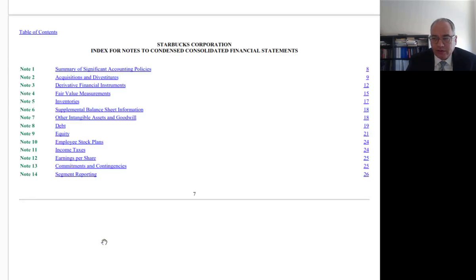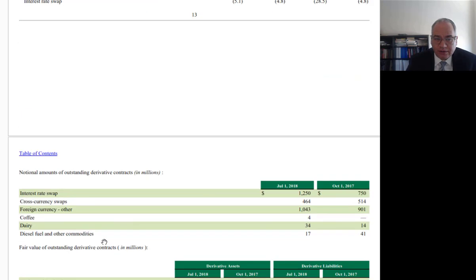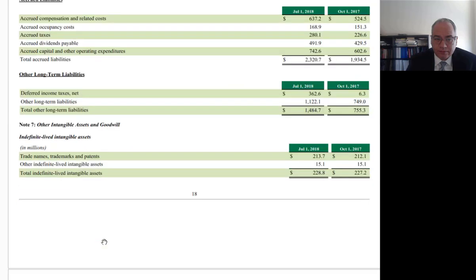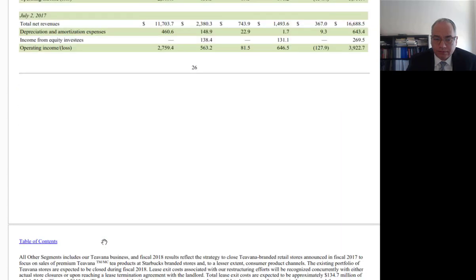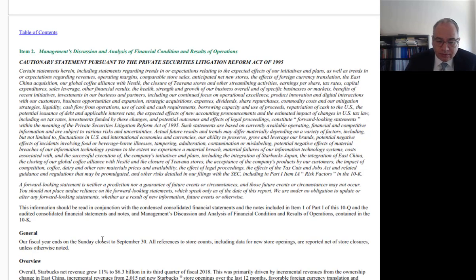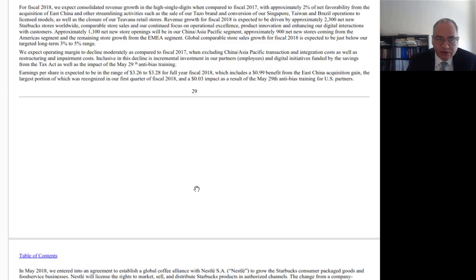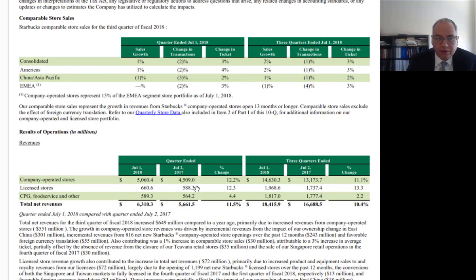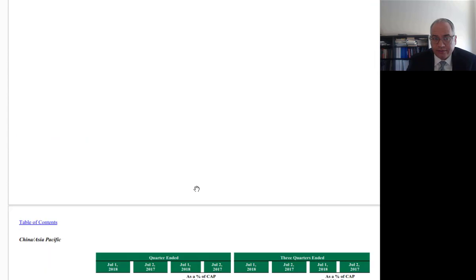So here's the financial statements, which we've seen before. Here's the notes to the financial statements. And here's management's discussion and analysis. So what management will do here is they'll tell you all about the company. Revenue grew 11% to $6.3 billion, etc., etc. All about their latest acquisition, financial outlook for the year, comparable store sales. This is really a summary of everything that the company has done over the last quarter.